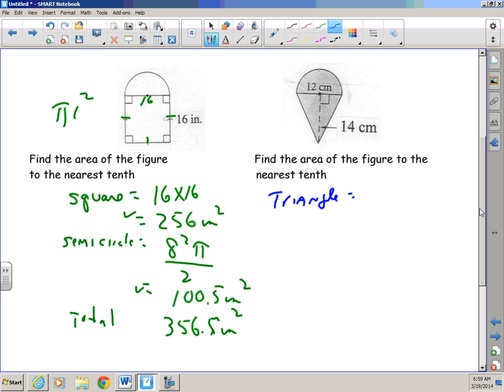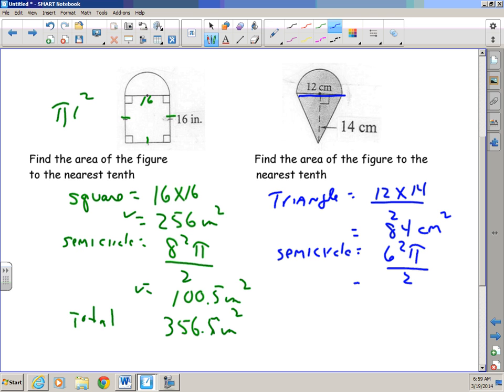Now I look at the next figure, and I have a triangle. My triangle is base times height divided by 2, which is 84, and this is centimeters squared. And then I have, again, a semicircle. If 12 is the diameter, it's 6 squared pi, again, divided by 2. Since it's a semicircle, that's 56.5 centimeters squared, so that my total is 140.5 centimeters squared.